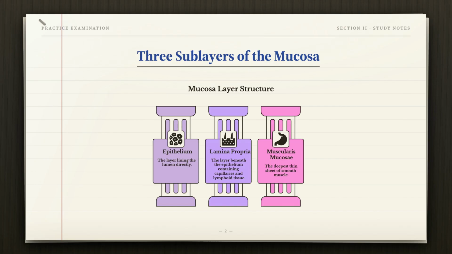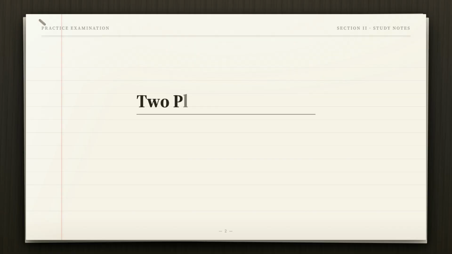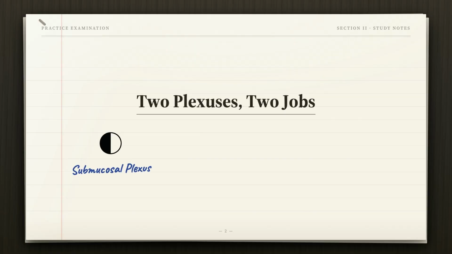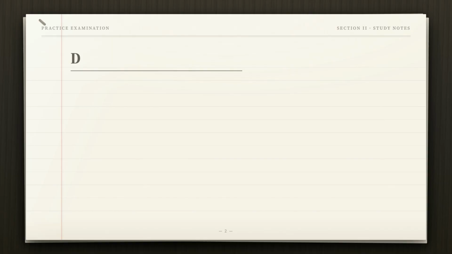Its epithelium lines the lumen directly. The lamina propria beneath carries capillaries and lymphoid tissue, and the deepest muscularis mucosae is a thin muscle sheet that ripples the lining. The submucosal plexus sits near the glands and blood supply, governing secretion and local blood flow. The myenteric plexus sits between the two muscle layers, governing motility. In both cases, position predicts function.